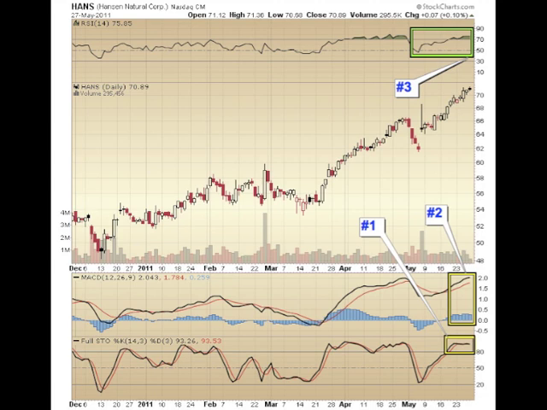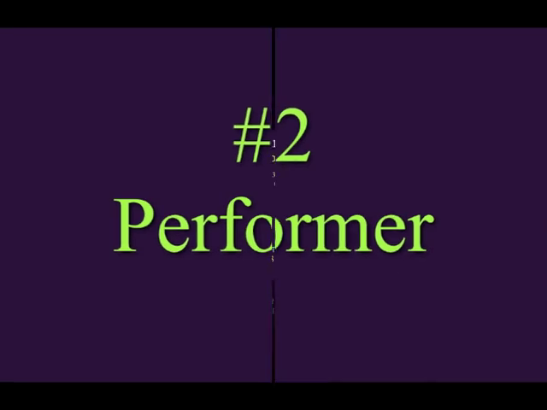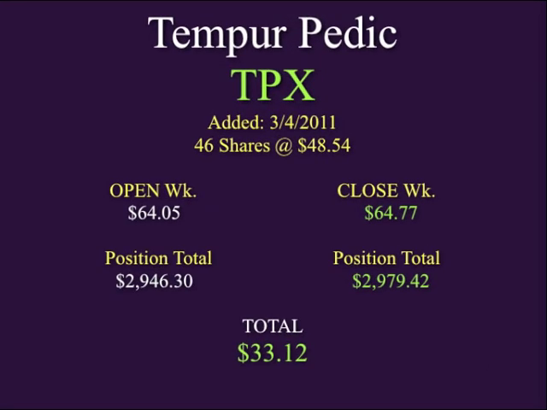And above that 0.2, we got the MACDs. They're still ascending higher, and the histogram bars, they look like they're leveling off a little bit, so we gave that a yellow mark. And up top, 0.3, the relative strength index is still climbing, so we gave that a green mark. And our number 2 performer this week, it's Tempur Pedic.